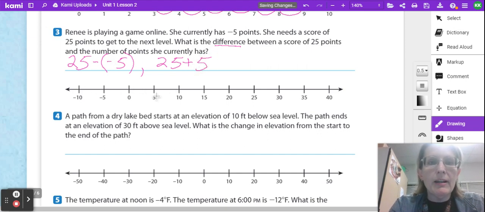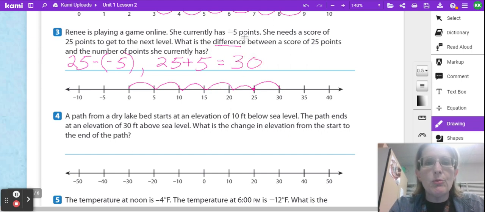So on our number line, notice it goes by fives. So I'll go 5, 10, 15, 20, 25, and then 5 more. So we will have 30. So the difference between negative 5 and 25 is going to be 30.